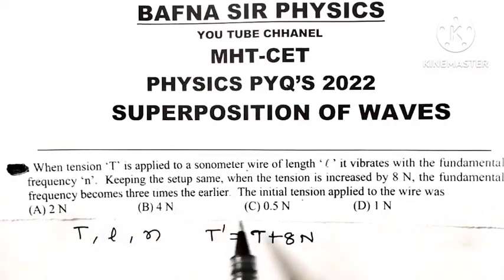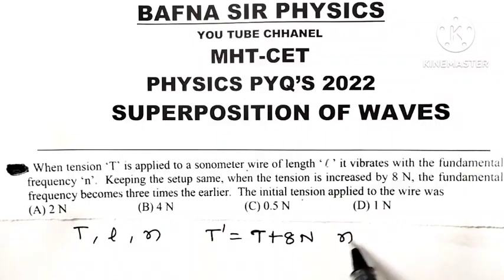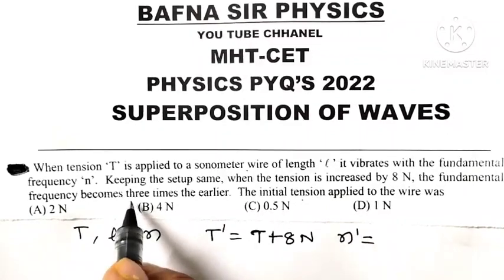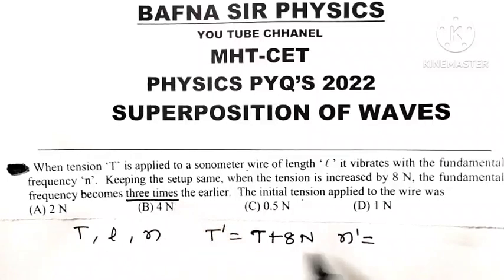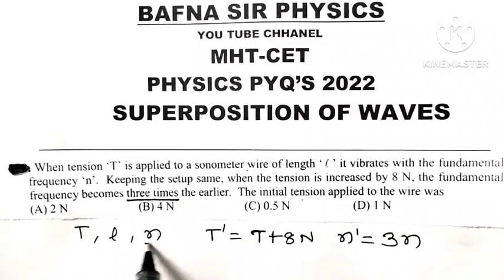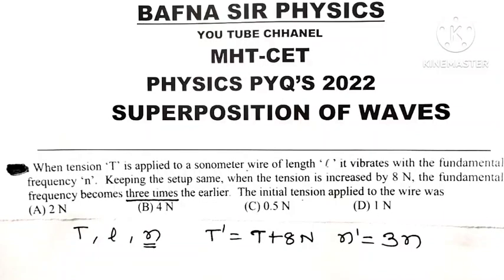Suppose the new fundamental frequency is N dash. That fundamental frequency becomes 3 times the earlier, meaning 3 times the original fundamental frequency N. Then we want to find out the initial tension T applied to the wire.